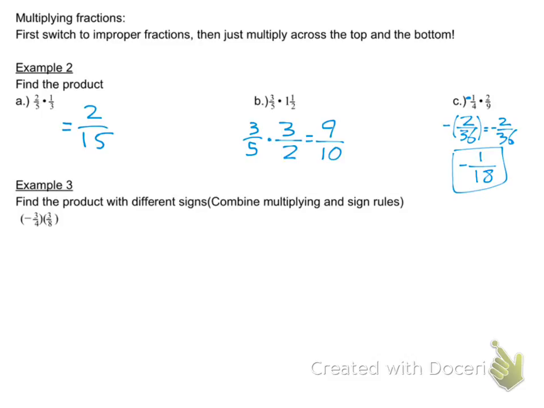Okay, example 3. I guess I didn't need to make that a negative sign in problem C, because now we can talk about different signs. If they have different signs, a positive times a negative or a negative times a positive, the answer will be negative. So now, 3 times 3? 4 times 8? 32. Can I reduce 9/32? 9 is divisible by 9 and 3. Is 32 divisible by 3 or 9? No. So the answer is negative 9/32.